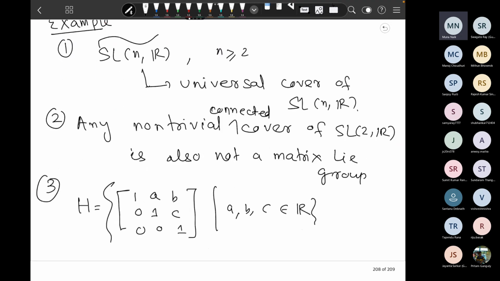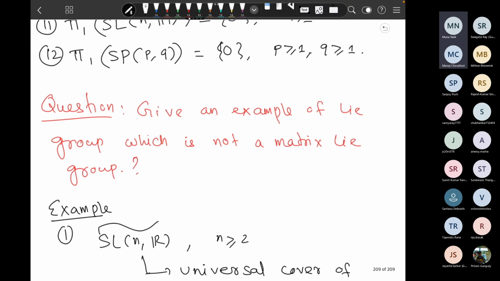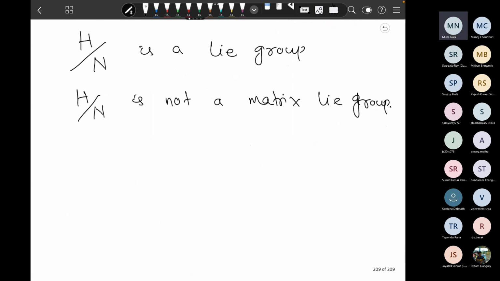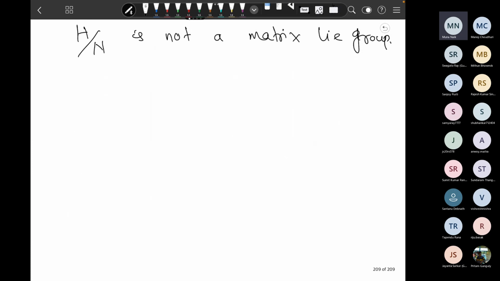So it is a Lie group, but it is not a matrix Lie group. H is a matrix Lie group, but H mod N is not. So this finishes about the thing. Let us move to some other things.